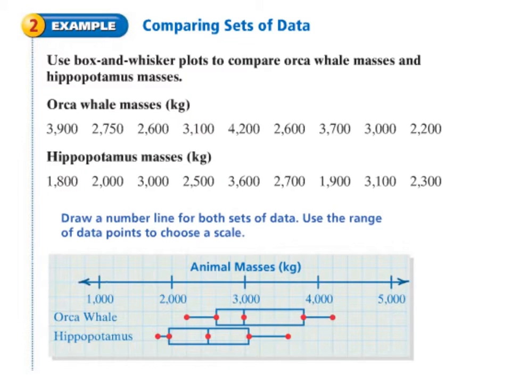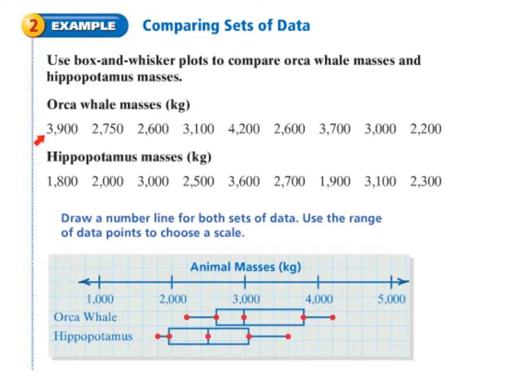Now, the really great thing, or one of the really great things, I just like these box and whisker plots. I'm kind of a data geek anyway, but anyway, use box and whisker plots to compare orca whale masses and hippopotamus masses. Hippopotamuses? Whatever. All right, so orca whale, there's their list of data. Hippopotamuses, there's their list of data.